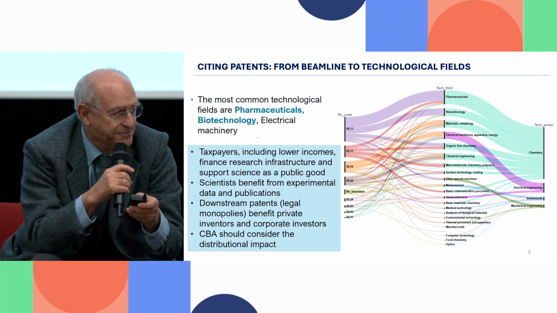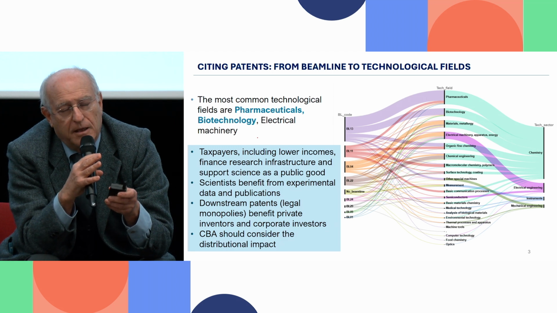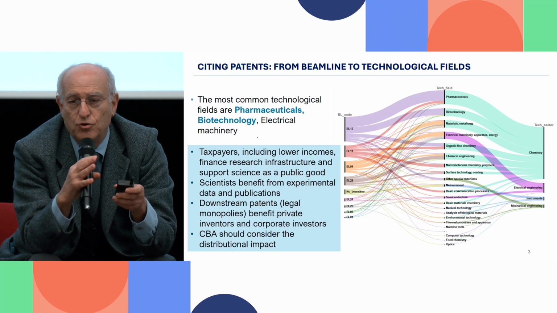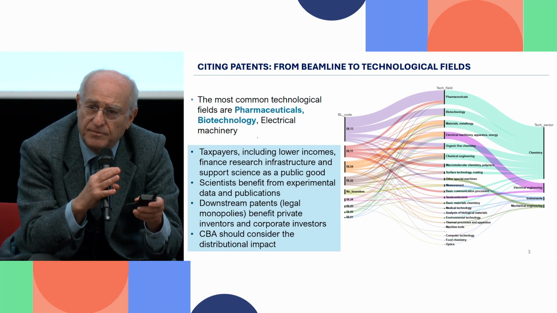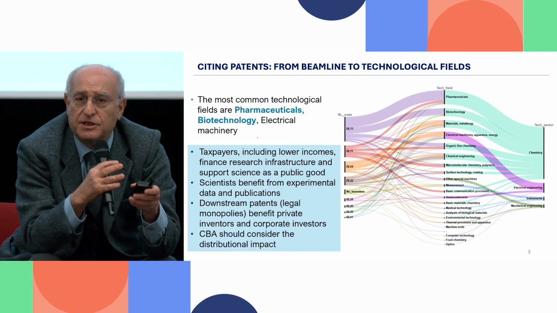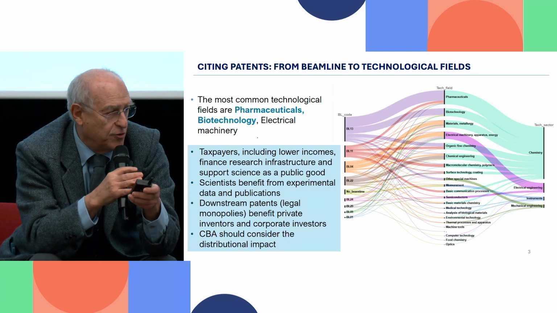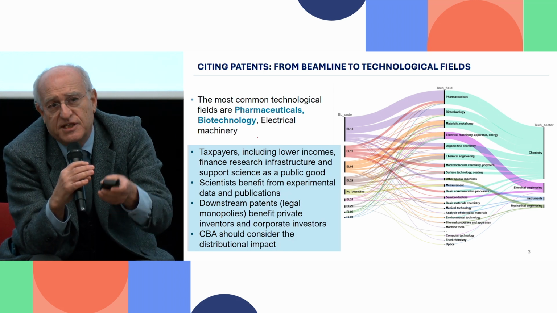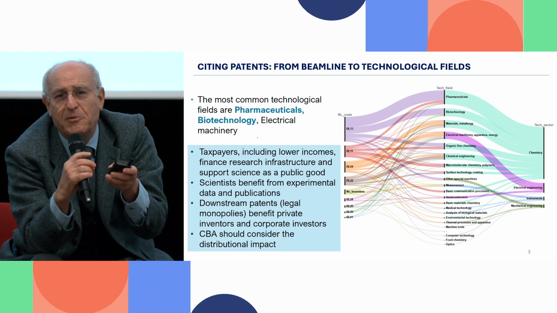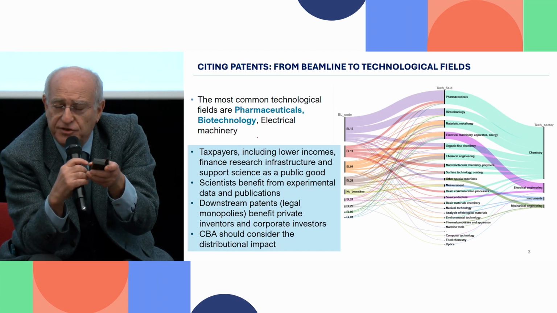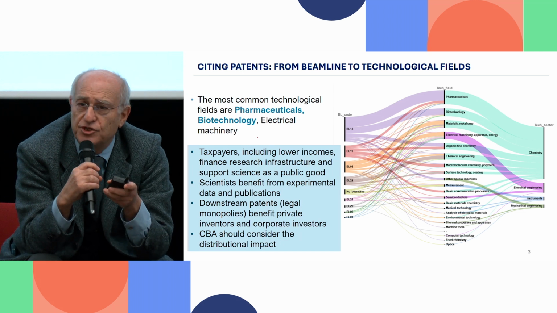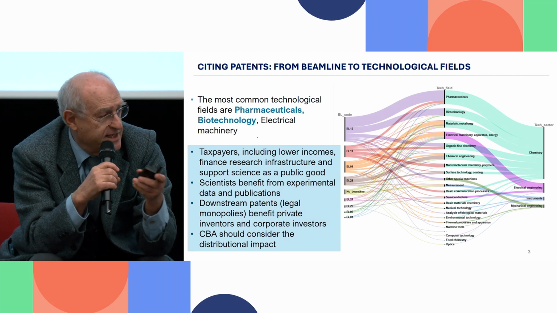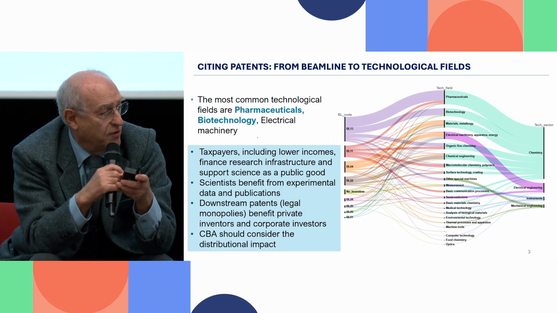So the end of the story is that if you perform a cost-benefit analysis of this knowledge infrastructure, you would end up with taxpayers, including taxpayers of lower income, who finance research. This immediately benefits scientists, who are probably middle income, but in the very end, this benefits the investors of corporations, including some of the big pharma.